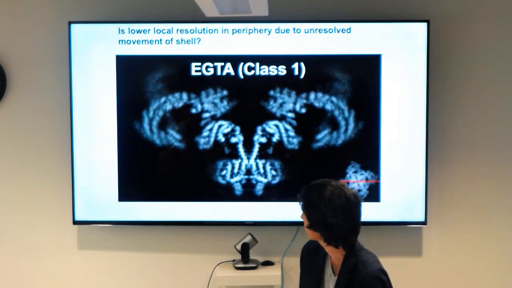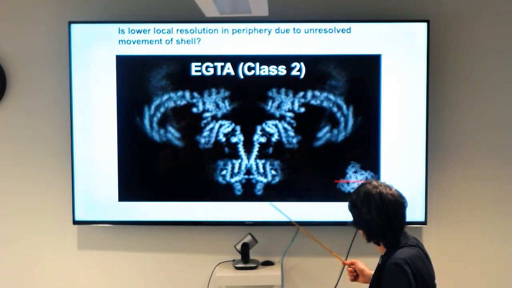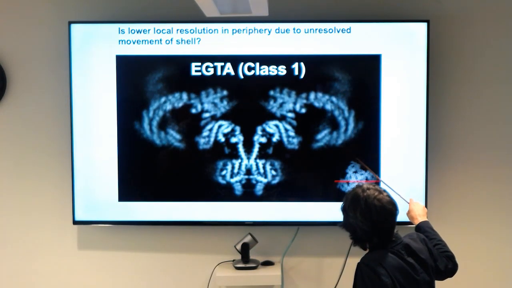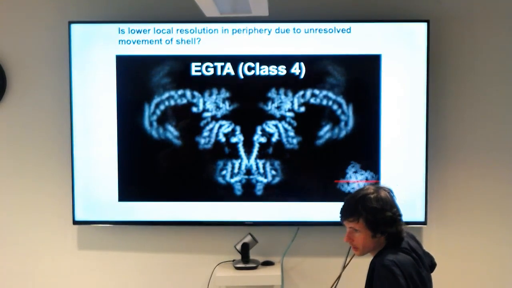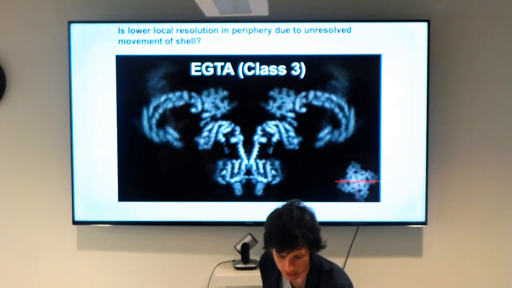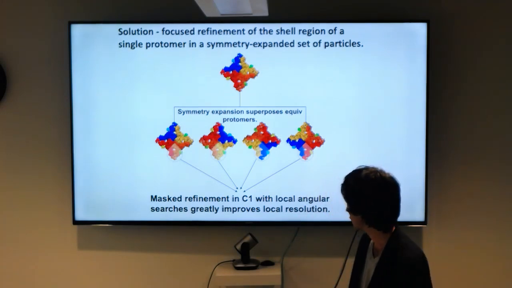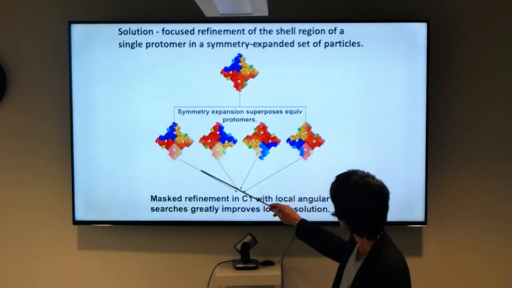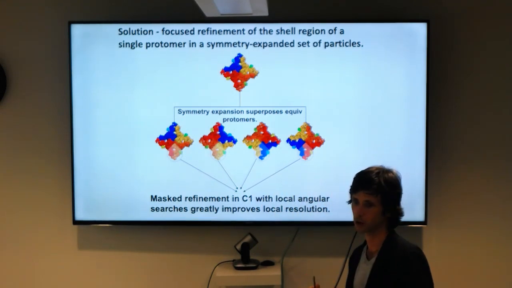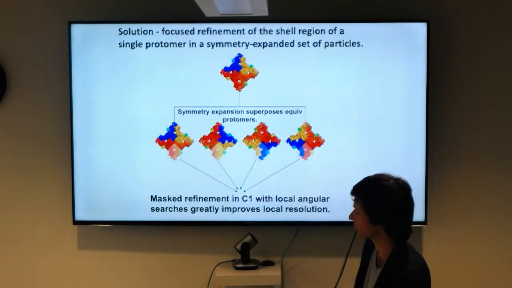in the structure. So this is looking at several different classes of the same data set, just interpolating between the maps. And you can see that the region which was poorer resolution is also one of the regions that's moving around a lot. So we had the hypothesis that if we performed a masked refinement of that, we could get better resolution. Because this is a tetrameric protein, we needed to perform symmetry expansion first. After you do that, you can then mask one asymmetric region, but enclose all of the asymmetric units effectively, and then perform a refinement in C1 with local angular searches.